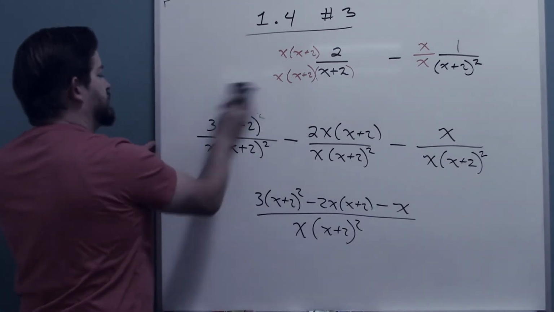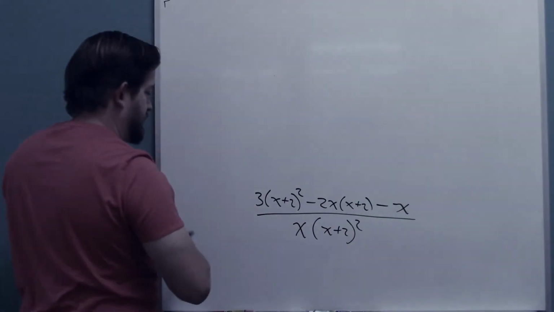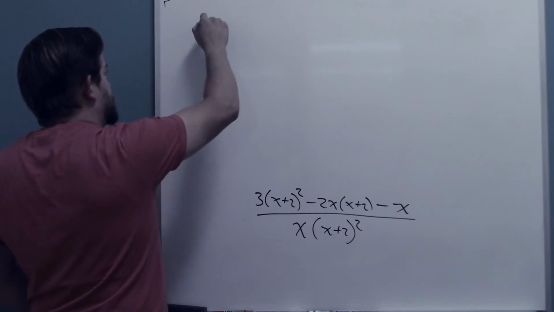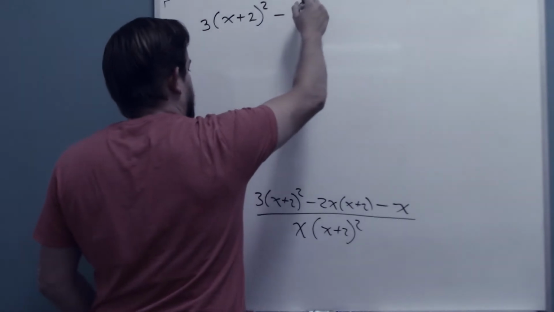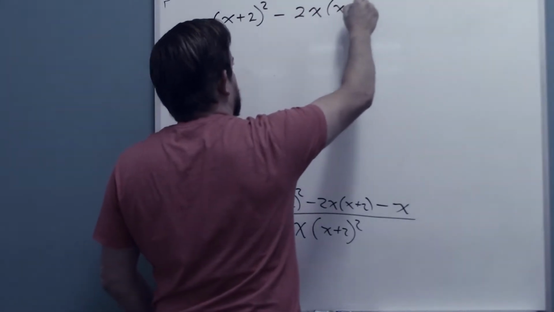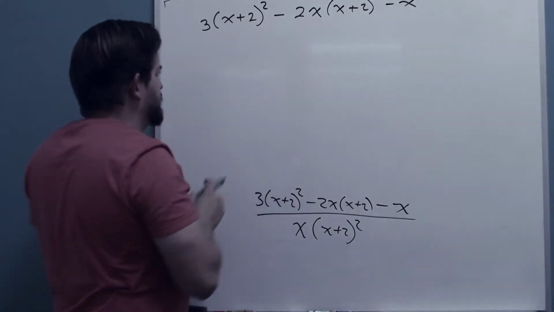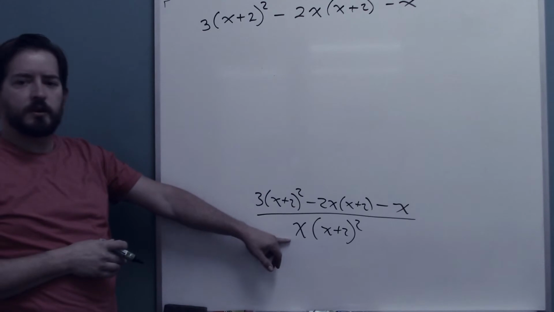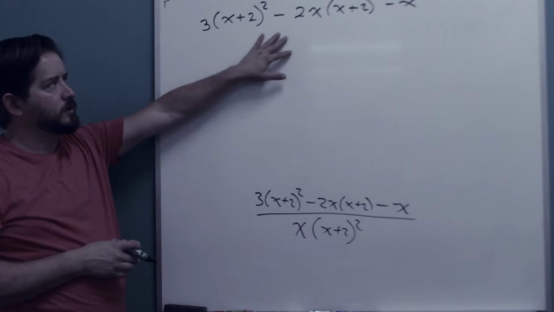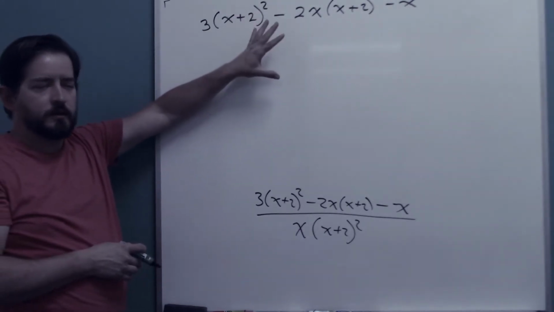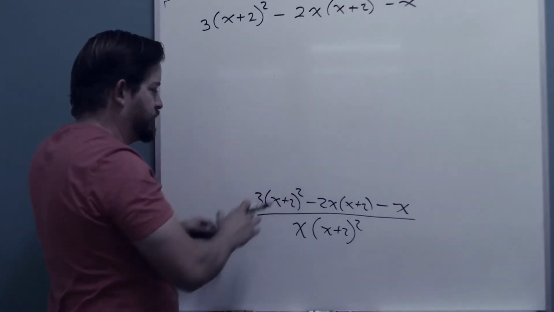So let me move this all the way up to the top. So this is 3 times x plus 2 squared minus 2x times x plus 2, and then minus x, and that whole thing, I'm just going to play with this for a minute. I know it's going to end up over this denominator. I'm going to walk away from that for a minute, just play with the numerator so I don't have to play with some big ugly thing. What I want to do though is start with x plus 2 squared. So I'm going to do a little bit of work here.